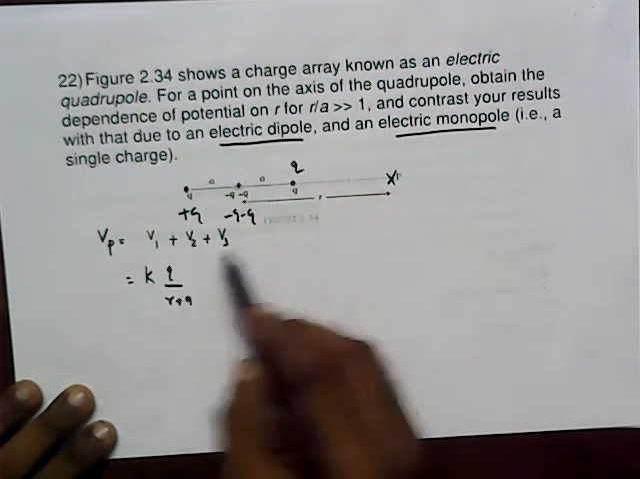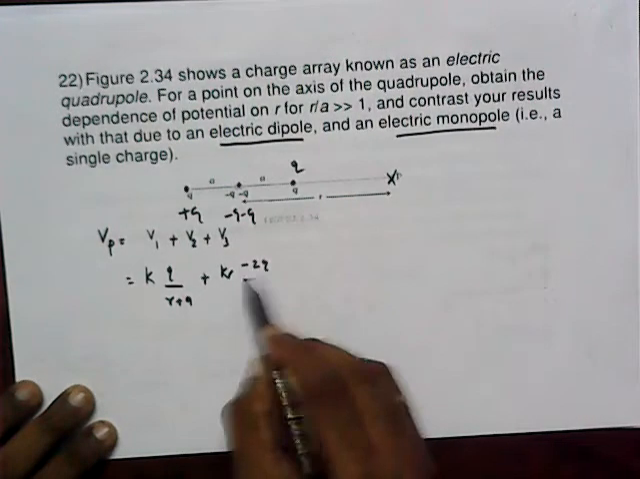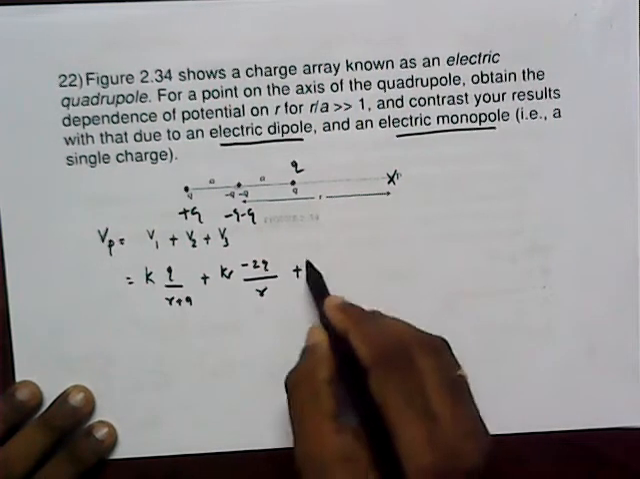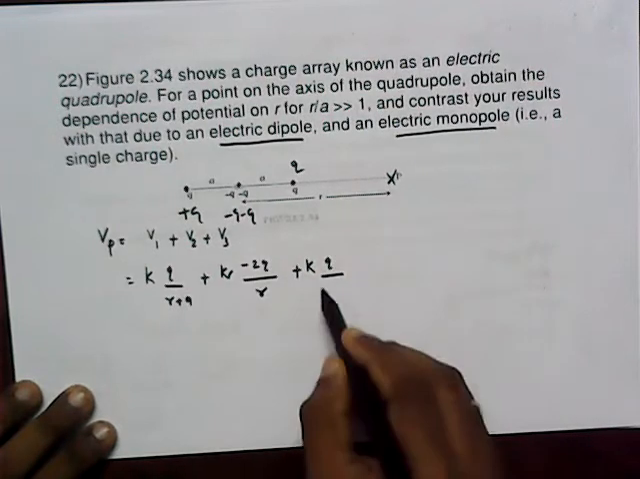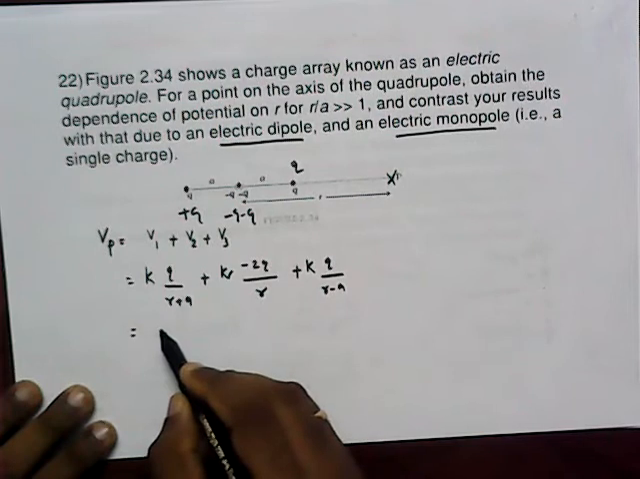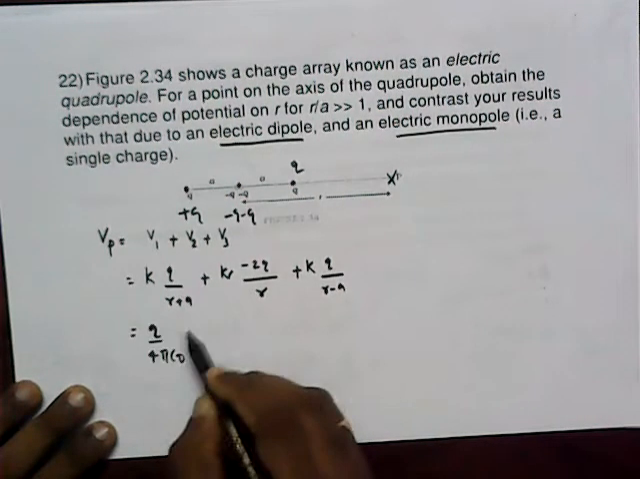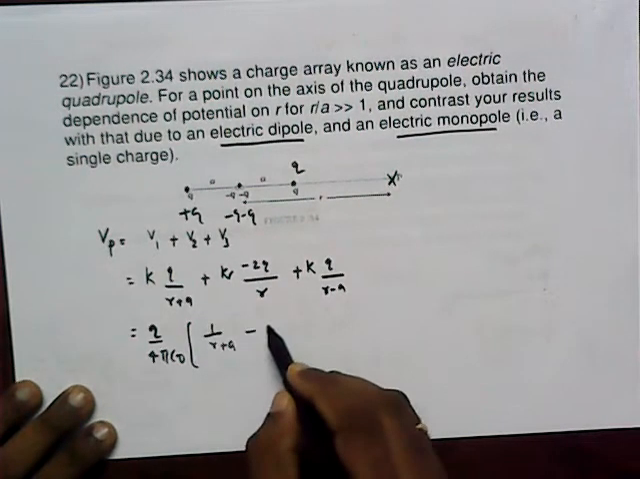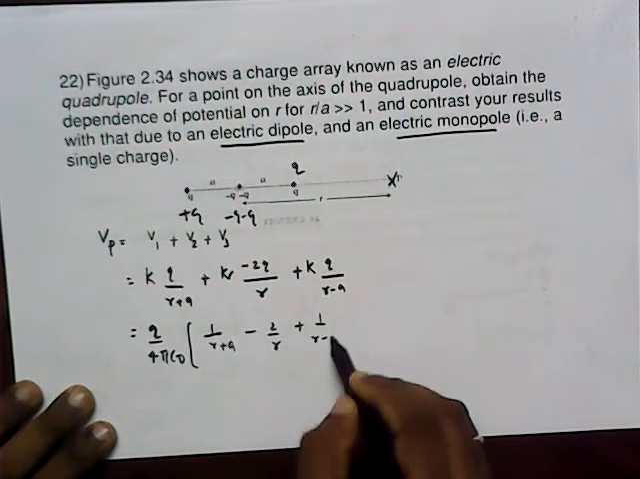And what about this contribution? Again K times the charge, here minus 2Q, by the separation R, and then plus K times the charge Q by the separation R minus A. That's all. It's a very important concept. So we can take the common factors K as 1 by 4 pi epsilon 0 times Q, times 1 by R plus A, minus 2 by R, plus 1 by R minus A.